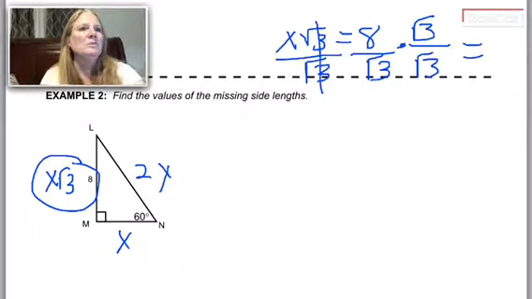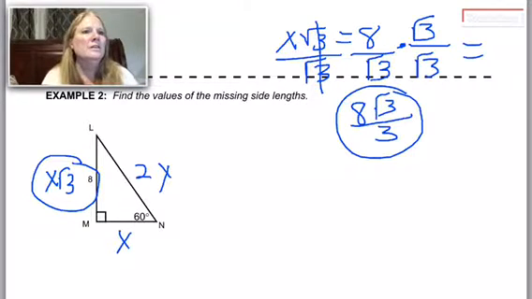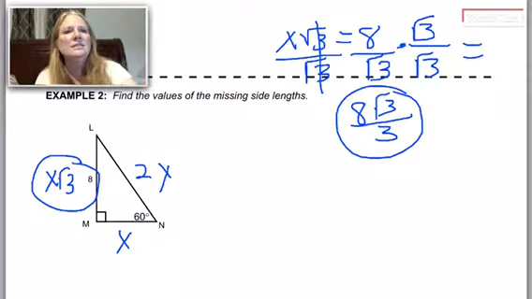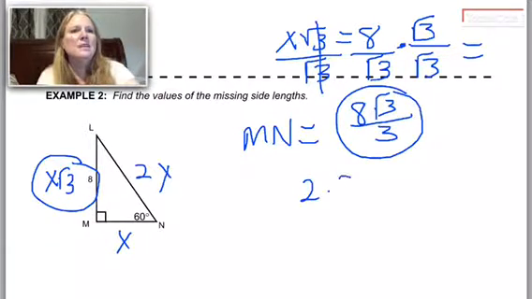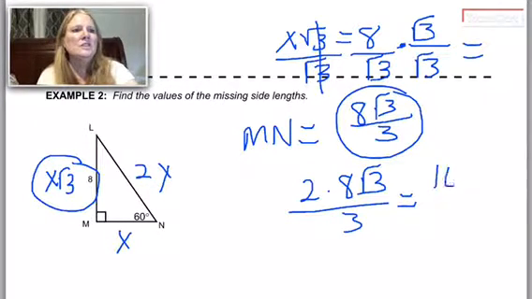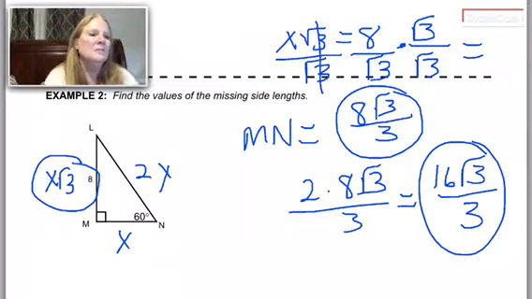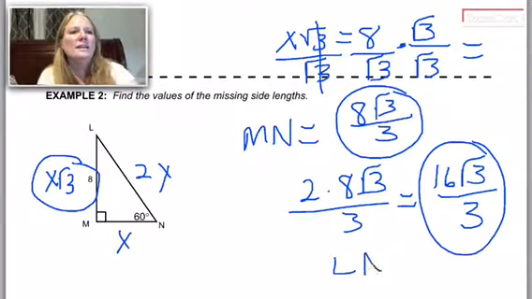In the top, we simply get 8 times the square root of 3, and in the bottom, we get 3. So x is equal to 8 times the square root of 3 divided by 3. So that is the length of MN. Okay, so LN is 2 times that. So 2 times 8 times the square root of 3 over 3 is just 16 times the square root of 3 over 3. And that cannot be simplified. So that is your answer for LN or NL.